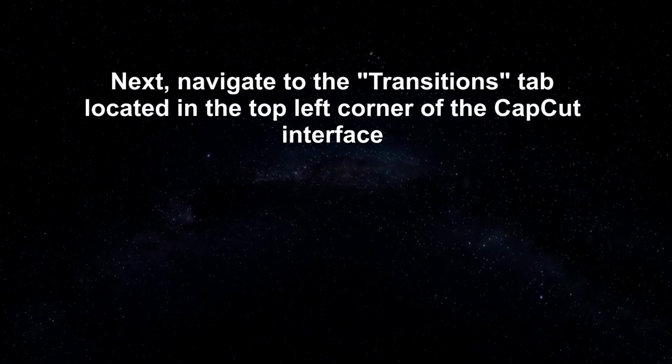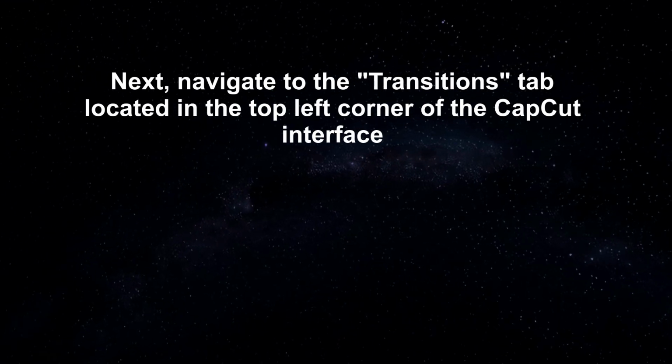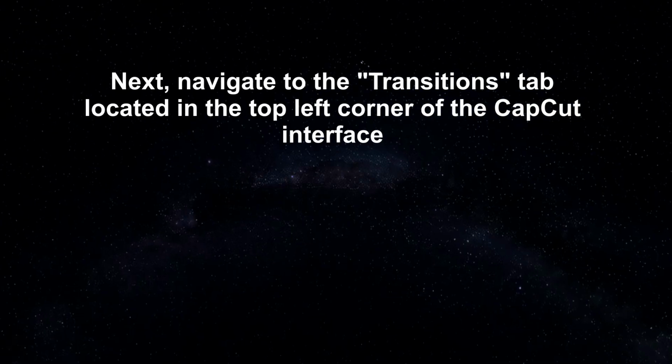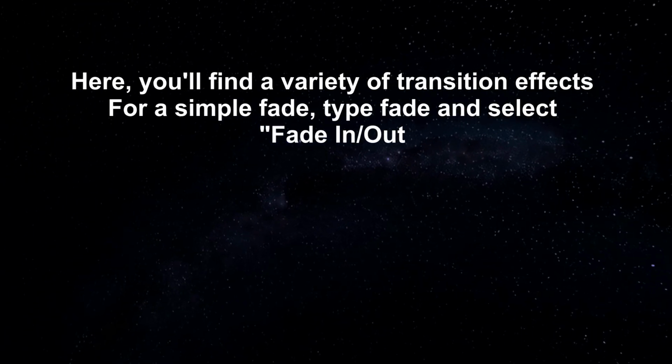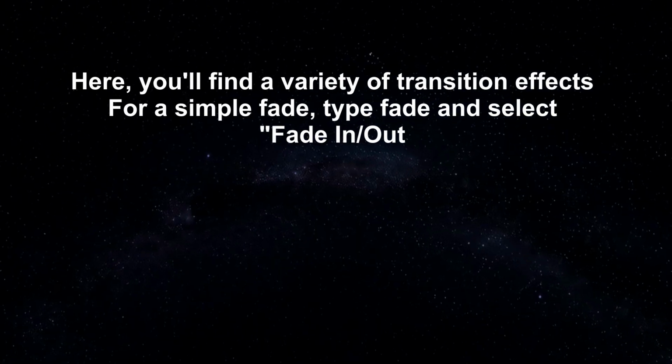Next, navigate to the Transitions tab located in the top left corner of the CapCut interface. Here, you'll find a variety of transition effects. For a simple fade, type fade and select Fade In Out.